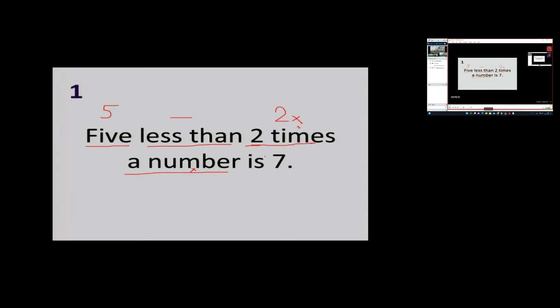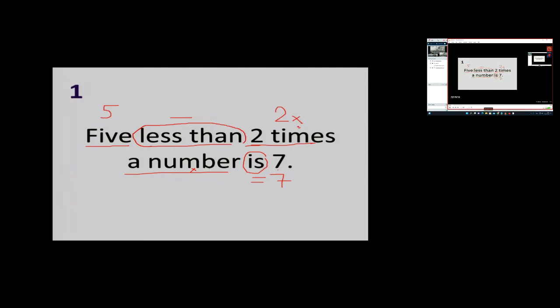Okay? Is. What is "is"? What symbol? Equals. You look at the variable, you took photo, right? Of all the variables that we're going to use. 7. Now, is it 5 minus 2x equals 7? The word is less than.